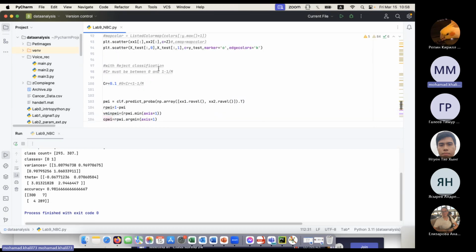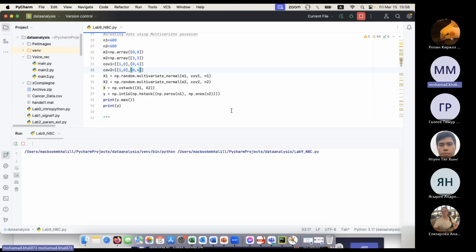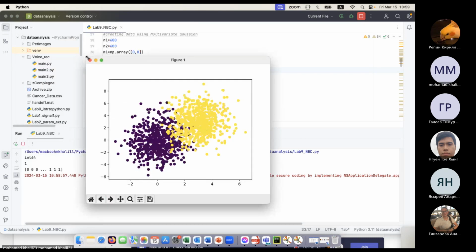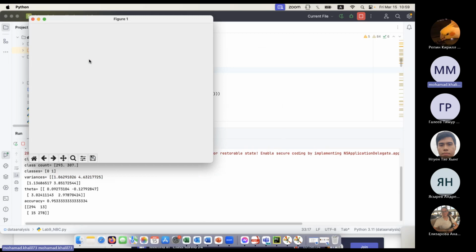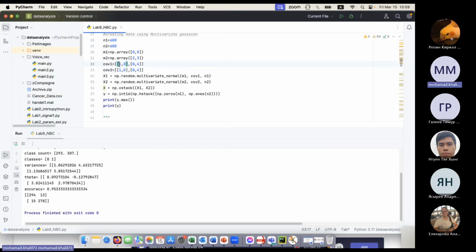So if I want to change, for example, here 1, 2, 1, 4, and 1, 4. Okay, look 1, 4, 1, 4. This means that the data are vertical. It must be vertical. Look, the data are vertical here and here. You see, so the line is here. 4, 1, 4, 1. For example, 4, 1, 4, 1.